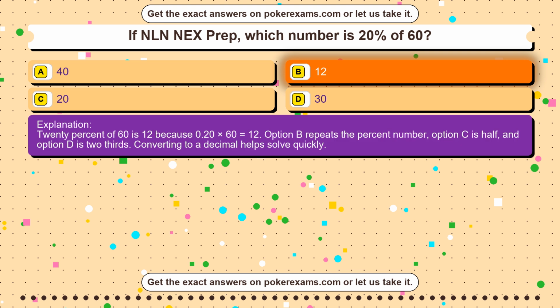20% of 60 is 12 because 0.20 times 60 equals 12. Option A repeats the percent number, option C is half, and option D is 2/3. Converting to a decimal helps solve quickly.